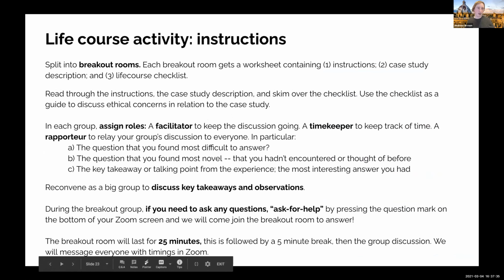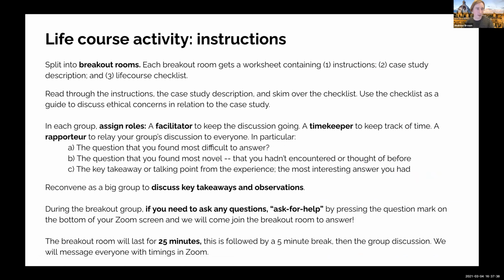So I'm now going to go through the instructions for going into the breakout rooms. We're now sorting everyone into the breakout rooms. Each breakout room, when you get put in it, will get a worksheet containing three things. First, instructions for what to do in the breakout rooms, the case study description that you will be working on, and the live course checklist that we've prepared. In your teams, read through the instructions, read through the case study description, and skim over the checklist. A good idea is to use the checklist as a guide to discuss the ethical concerns in relation to the case study. And remember, you can write on it, interact with it, the worksheet is yours.